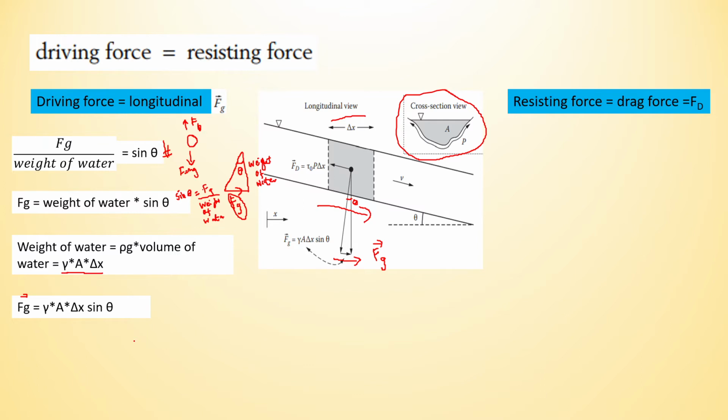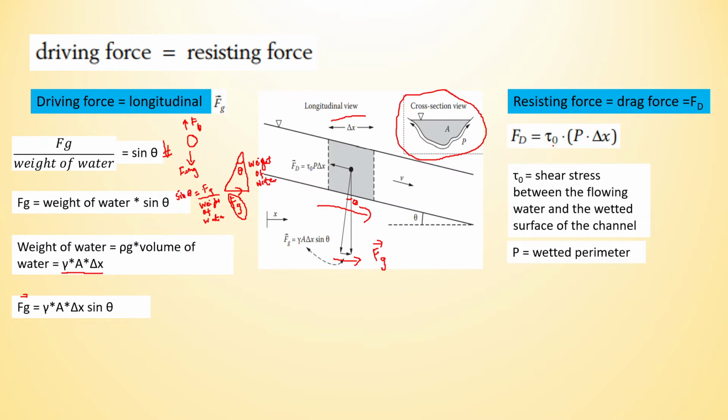But remember, you also have a resisting force. The resisting force is simply this equation. This is tau 0. Tau 0 is the shear stress between the flowing water and the wetted surface of the channel. If this is the cross section, the shear stress occurs here. And then you have P, the wetted perimeter, which is also measured at this surface.